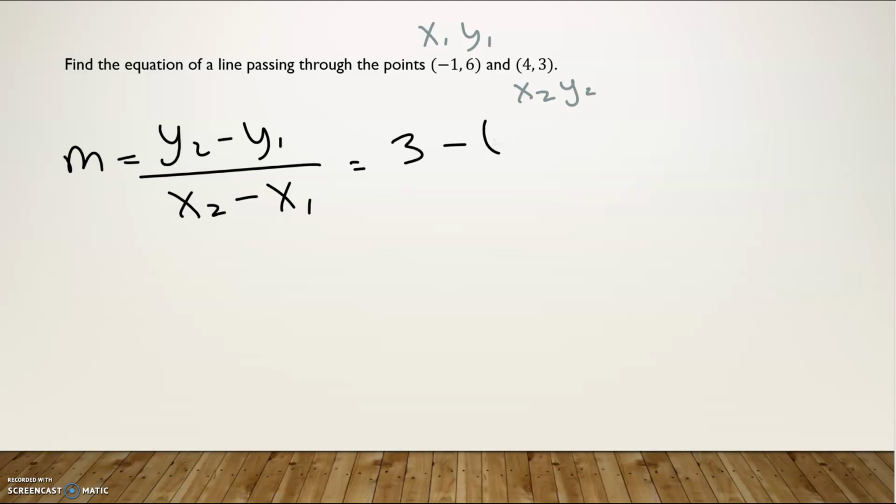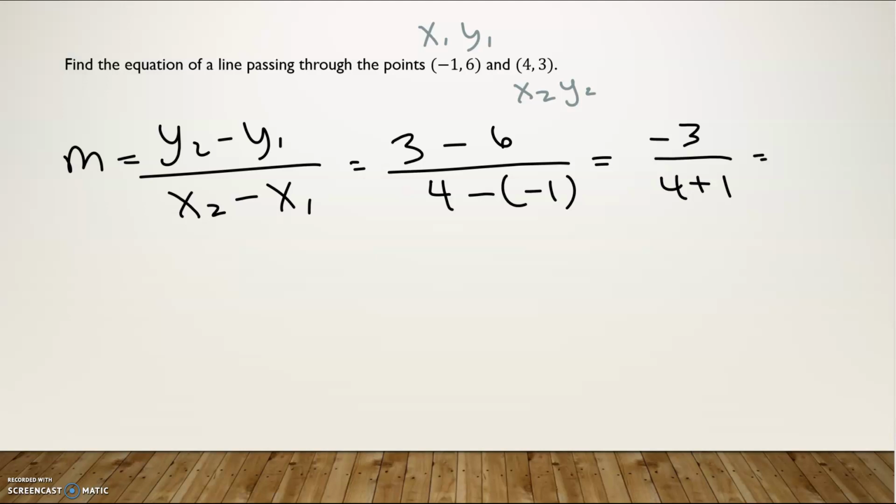Let me do that again. Over 4 minus -1. Be careful with that negative. So -3 over 4 plus 1, so -3 fifths. Okay, so now we have our slope.